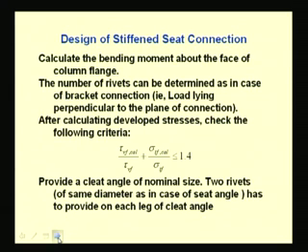Then we will calculate the bending moment about the face of the column flange. Then the number of rivets can be determined as in case of bracket connections, that means similar to load lying perpendicular to the plane of connections.